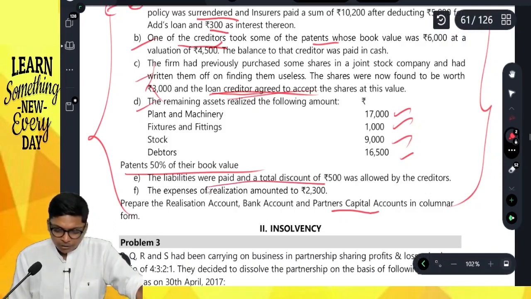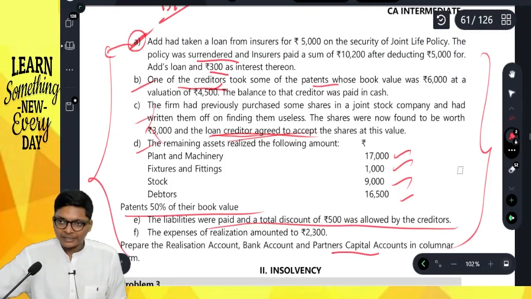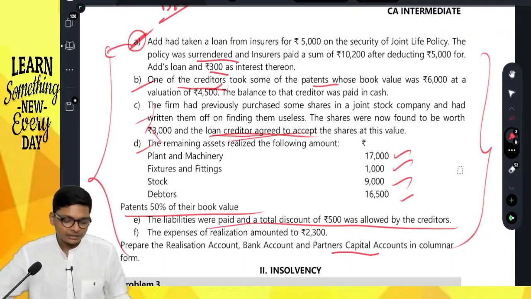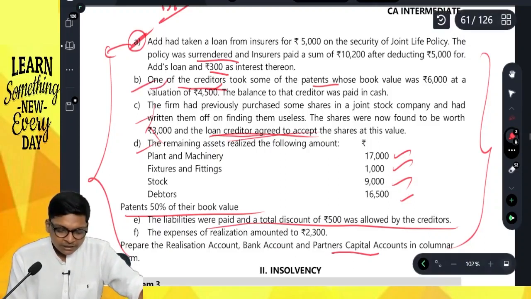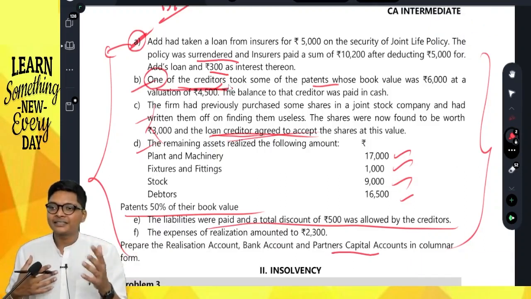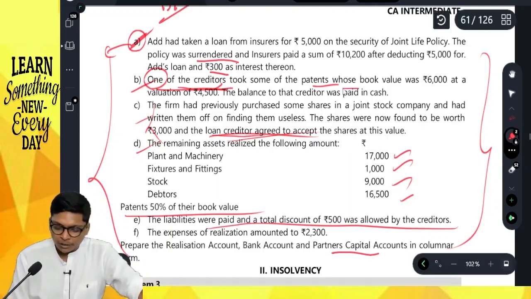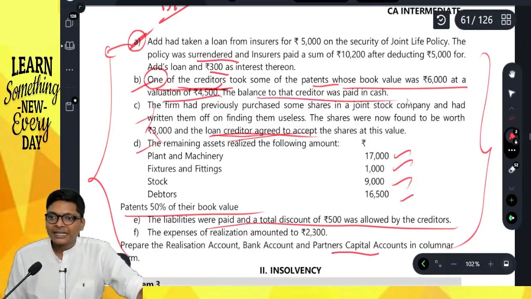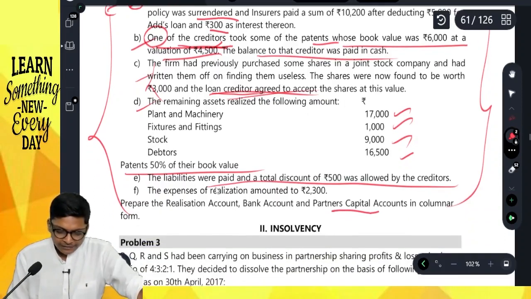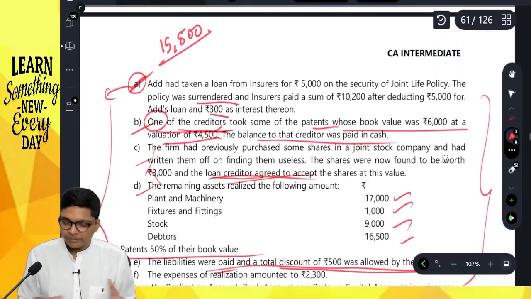Liabilities were paid and a total discount of 500 was allowed by the creditors. So again, point E relates to creditors. How did I know there is something for creditors? In B, the first words: one of the creditors. If they use the words all the creditors, I would be happy. They are saying one of the creditors took patents of the book value 6,000 for a valuation of 4,000. Balance to that creditor was paid in cash. The liabilities were paid and total discount allowed by the creditors. So we need to split my creditors.